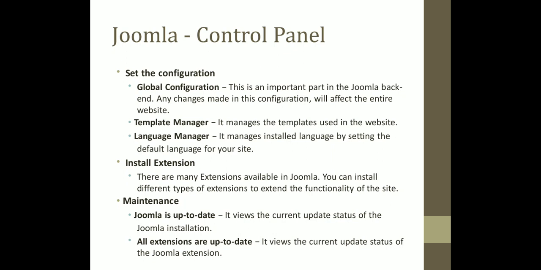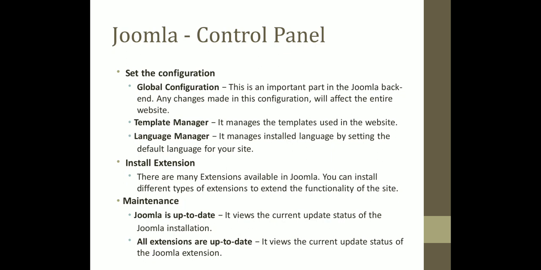So three icons are located under this configuration section: global configuration, template manager and language manager. Global configuration is an important part of the Joomla backend because any changes made in this configuration will affect the entire website. Okay. So it is very important in Joomla's framework. Then the template manager manages the templates which are used in the website. And the language manager is used to install languages by setting the default language for your site.